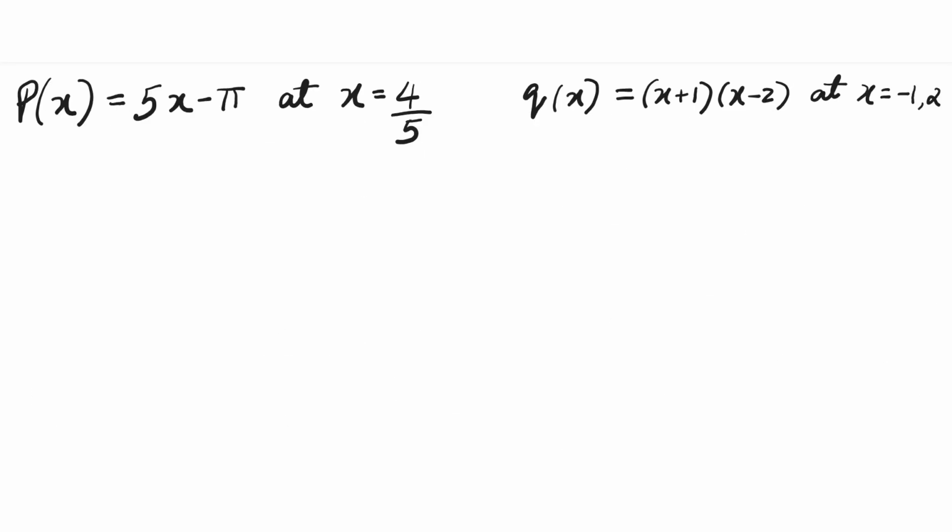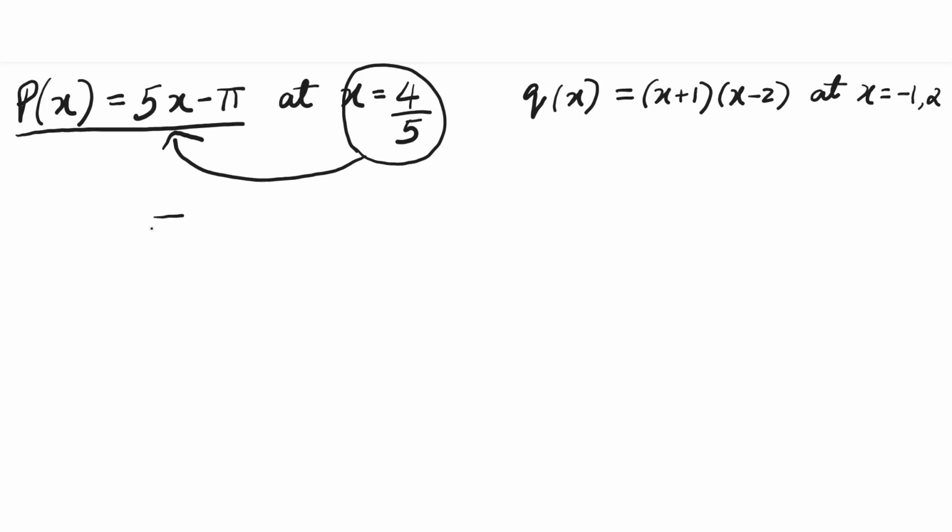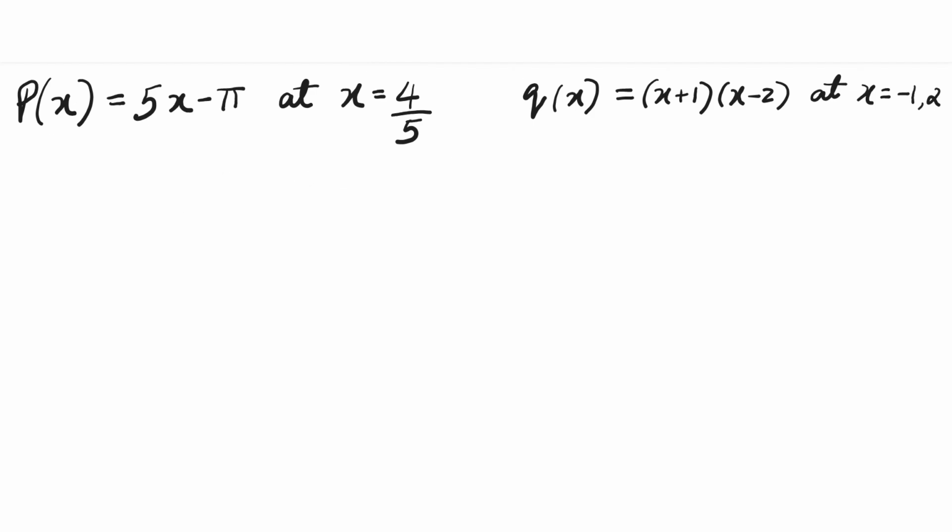P of x is equal to 5x minus pi at x is equal to 4 by 5. We are supposed to check if this number that they have given is a zero of the polynomial p of x. Now how do we do that? We plug this value into the place of x and solve, and I'm supposed to get p of x equal to 0. If it is so, this will be a zero of the polynomial. If not, it won't be. Let's get started then.